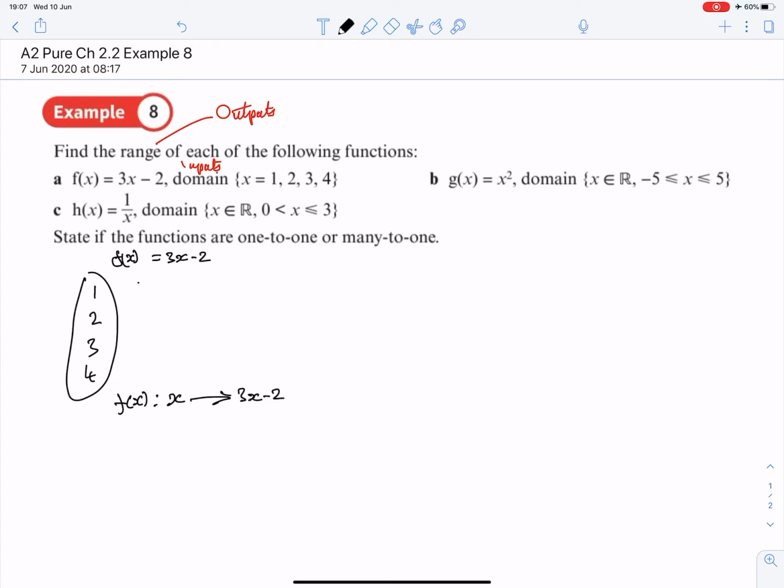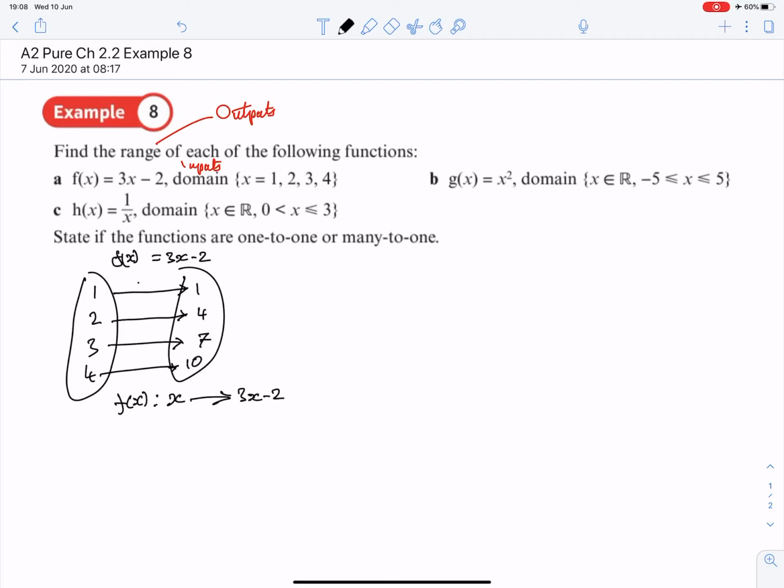And we've got there then 1. If we put 1 in here, we get 3 times 1 is 3, take away 2 is 1. So 1 gets mapped onto 1. 2 would get mapped onto 3 times 2 is 6, minus 2 is 4. 3 gets mapped onto 3 times 3 is 9, minus 2 is 7. 4 gets mapped onto 12, minus 2 is 10. So we get 1, 4, 7 and 10.